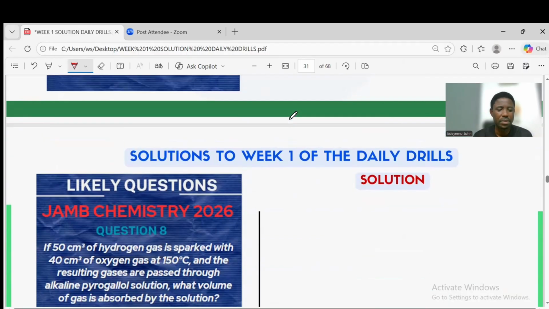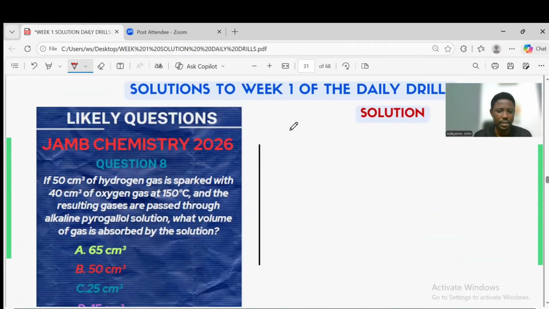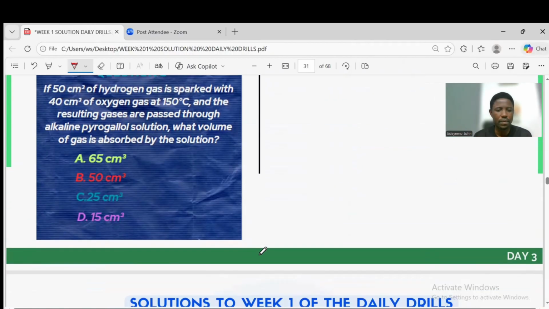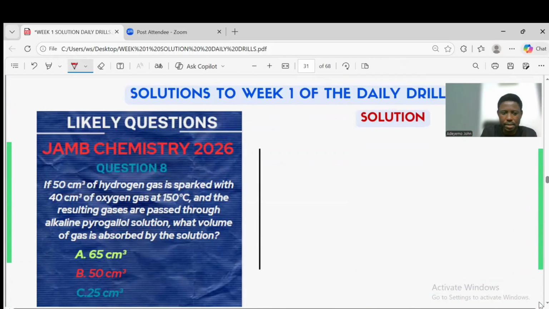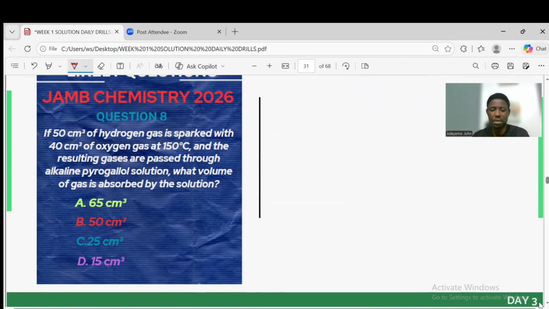Let's look at the next question, which is number 8. 50 cm³ of hydrogen is sparked with 40 cm³ of oxygen at that temperature, and the resulting gases are passed through alkaline pyrogallol. What volume of the gas is absorbed by that solution? So, let's write the equation first.